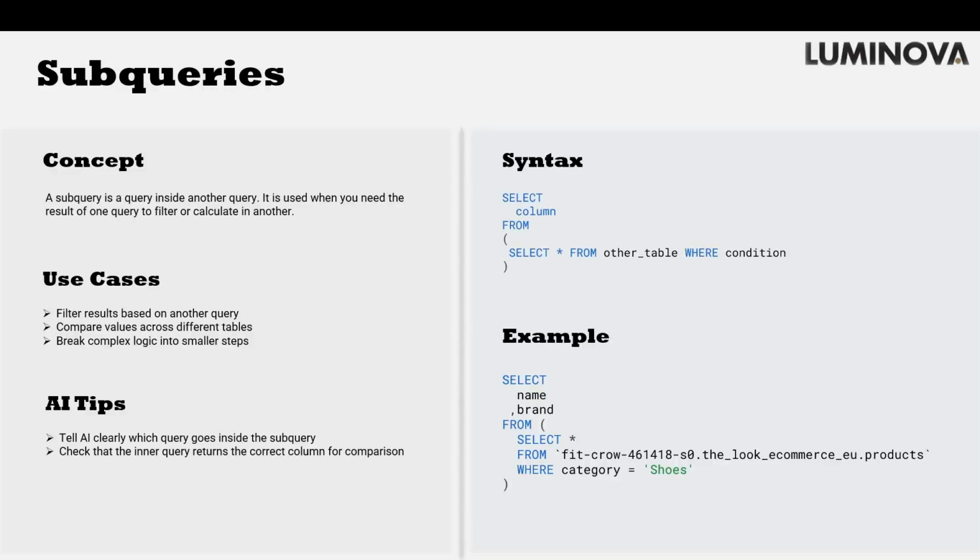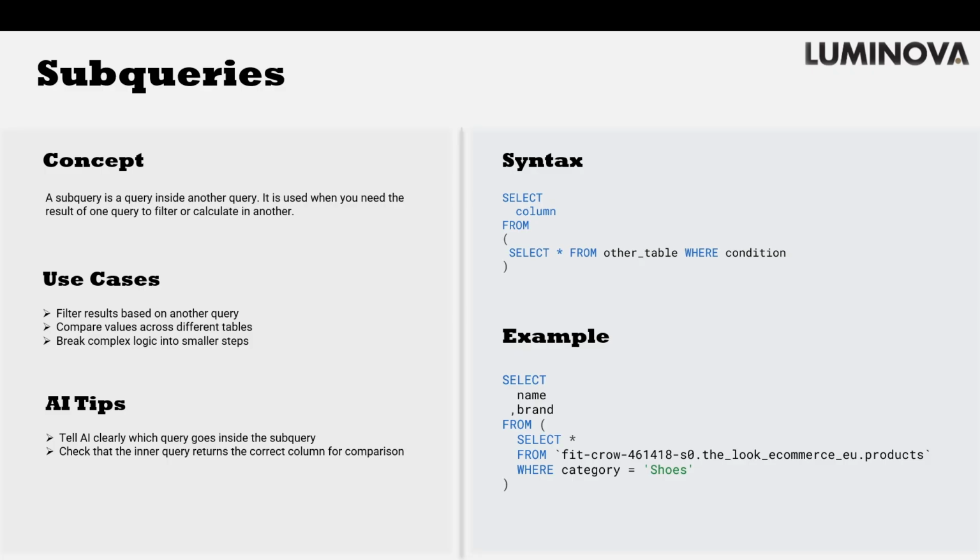When writing SQL, there are times when a single query is not enough, and you need the result of one query to feed into another. This is where subqueries come in. A subquery is simply a query inside another query, and it lets you filter, calculate, or compare based on results that are generated on the fly. Think of it like nesting queries. The inner query produces a temporary result set, and the outer query uses it.